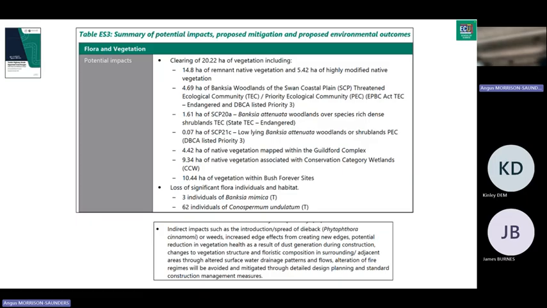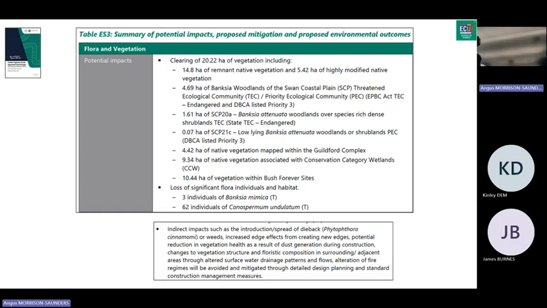And then the box below that, I copy pasted from the next page, which were the indirect impacts, such as the introduction and spread of dieback disease, which is a plant disease that affects a lot of Australian flora. Particularly Banksia species are vulnerable to this disease. So they're not going to deliberately spread the disease, but it may accidentally spread as part of the clearing operations that they have.